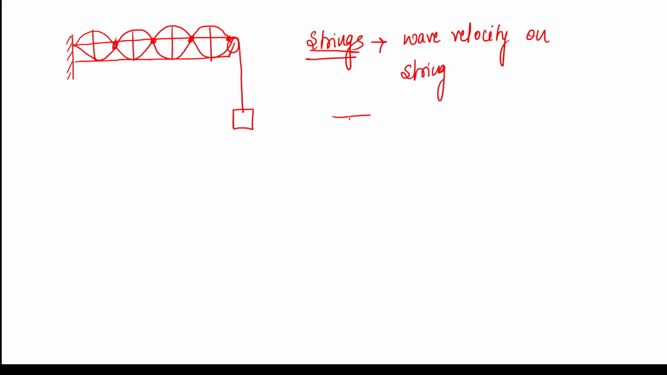Now, to understand stationary waves on a string, we first need to see what the wave velocity on a string is. The wave velocity on a string depends on, if you have a string hanging from a ceiling and there is a weight hanging on it, let's say the weight is m, so the tension in the string is mg.